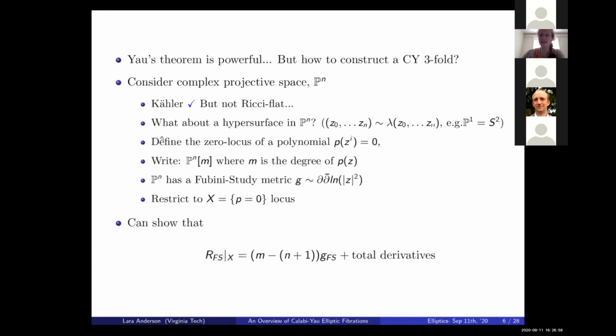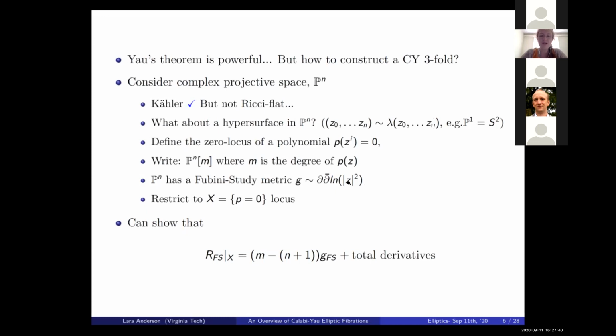You can, of course, define the zero locus of a polynomial. You can consider an algebraic subvariety, P of Zi equals 0. And the notation for this, which again you've seen in a variety of talks, is to write the Pn that you're treating as an ambient space, and in brackets, an integer m, where m is the degree of the hypersurface that you're going to be defining. Now, how does this lead to a Calabi-Yau? How does this give you what you want? Well, you can just do a very basic problem in GR, which is you can say that this positive curvature ambient space has a natural Kähler metric, which looks like dd bar of a log of the squares, the norms of the complex coordinates.